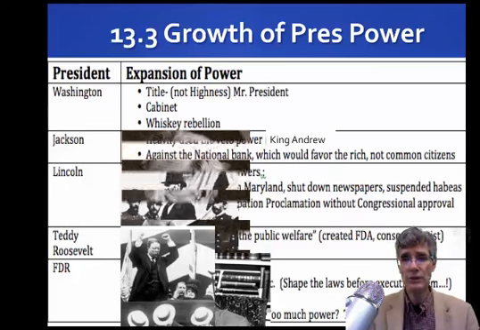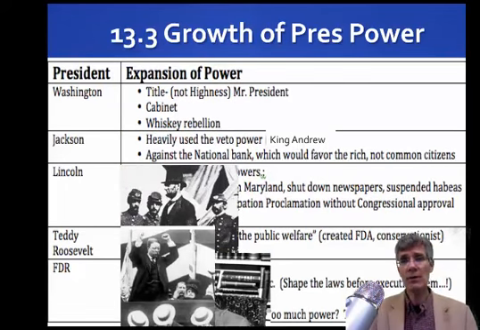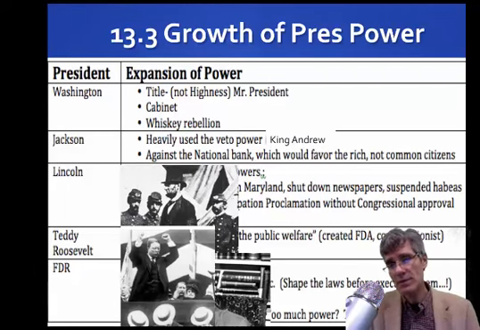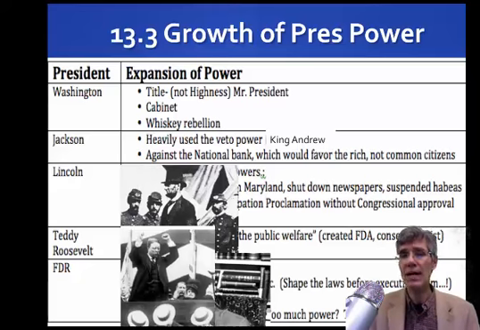Andrew Jackson, pictured here, he was the great commoner. He heavily used the veto power, so he was called King Andrew. Even before, the idea was that the veto power was just when laws were unconstitutional, but Jackson used it for laws he didn't like. He was against the national bank, which he thought would favor the rich and not the common citizens. So he used the presidency to defend the little people.